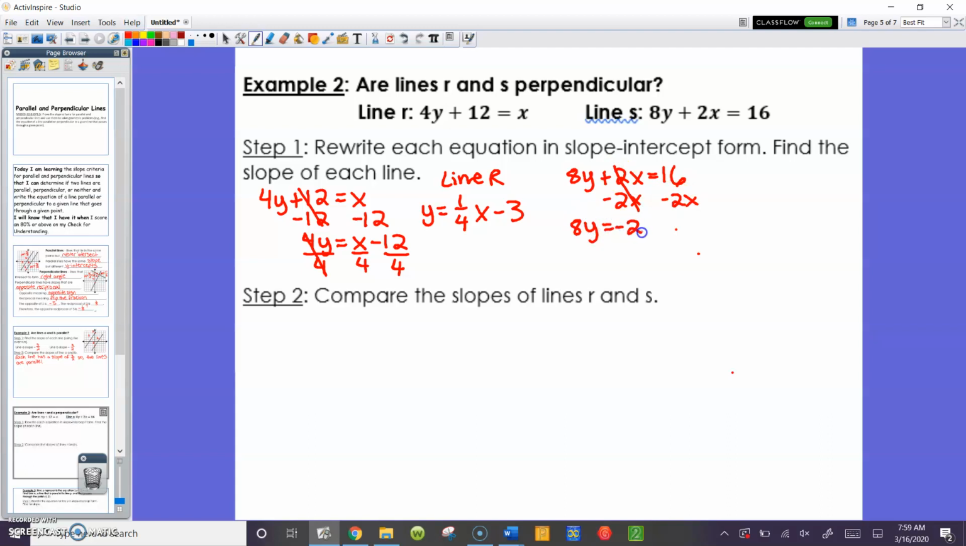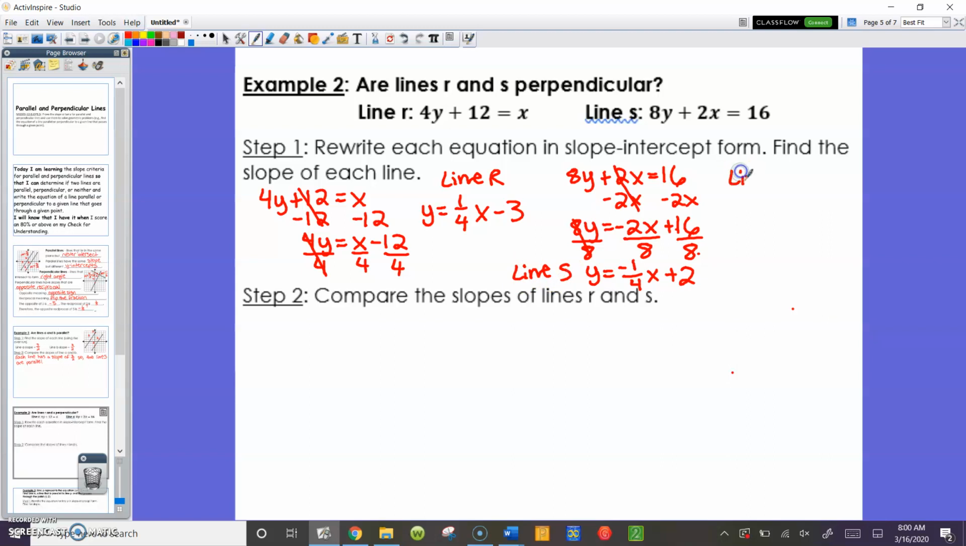8y equals negative 2x plus 16. Now we'll divide each term by 8. So y equals, this fraction would be negative 2 over 8, but we need to simplify that. We can divide both of these numbers by 2. So that will become a negative 1 over 8 divided by 2 is 4. So that would be negative 1/4 x. And now 16 divided by 8 is 2. So this is line S.